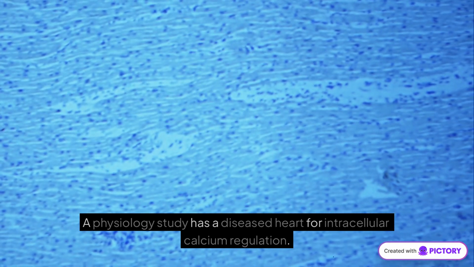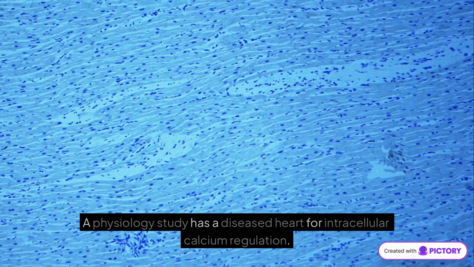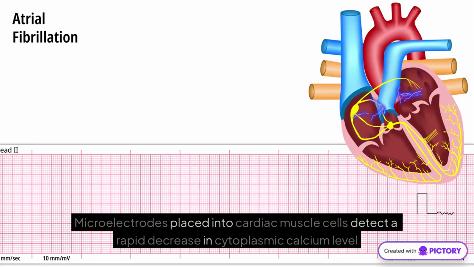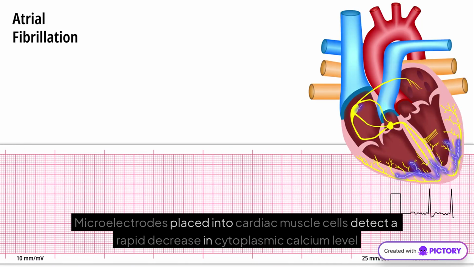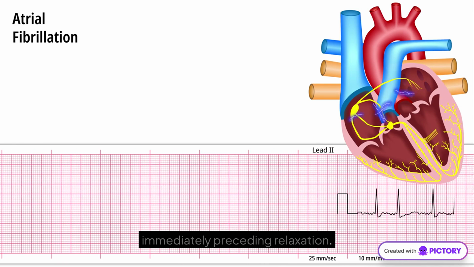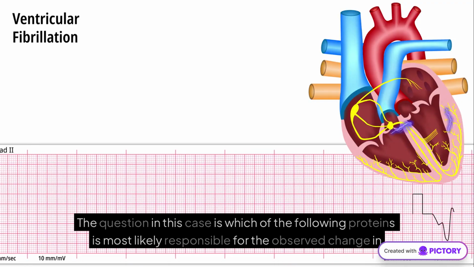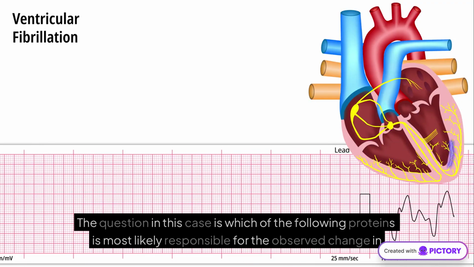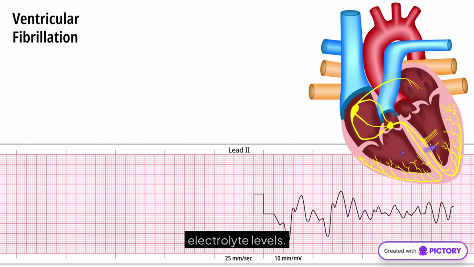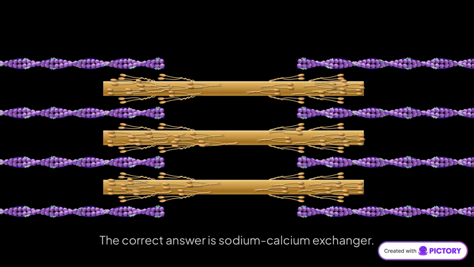Case 1: A physiology study has a diseased heart for intracellular calcium regulation. Microelectrodes placed into cardiac muscle cells detect a rapid decrease in cytoplasmic calcium level immediately preceding relaxation. The question in this case is which of the following proteins is most likely responsible for the observed change in electrolyte levels. The correct answer is sodium-calcium exchanger.